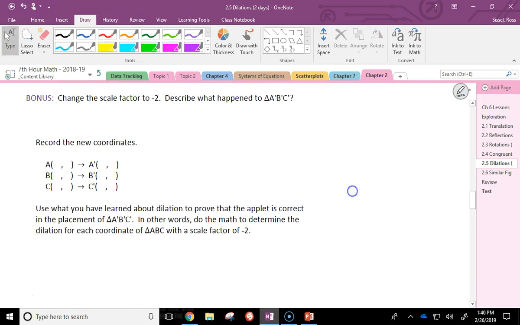So here's one of the bonuses. If we changed our scale factor to -2, first question, is my shape going to get bigger or smaller? Bigger. It's going to get bigger. Because we are going to look at what is the absolute value of my scale. It's a -2, but I don't care. It's a 2. Is a 2 bigger or more than 1? Bigger or smaller than 1? 2 is bigger than 1.